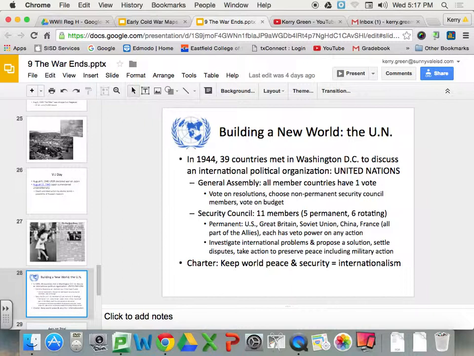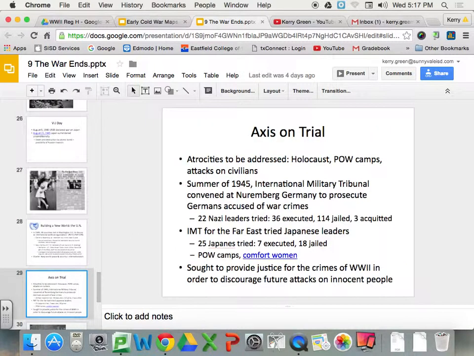They vote on resolutions, they vote on the budget, and they also choose the rotating non-permanent members of the Security Council. The Security Council has 11 members. 5 of them are permanent, and you can see the list right there. Notice these are all allies, and each of these can veto military action. That will be important when we get to talking about the Korean conflict and how that develops. And then you've got rotating members from all the other member countries. And the main idea is to maintain peace and security, maintain an atmosphere of cooperation.